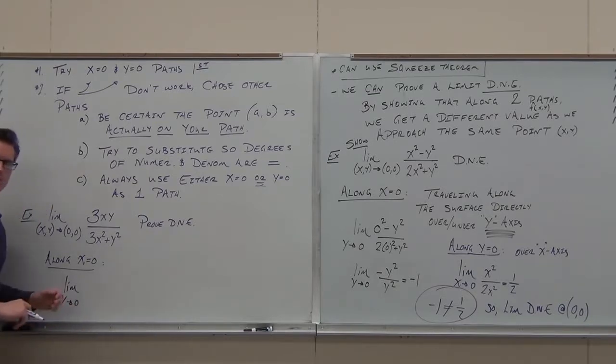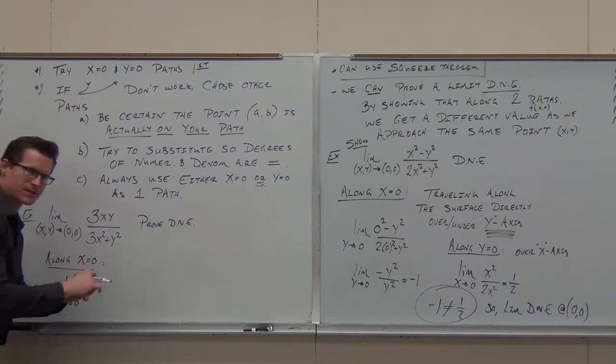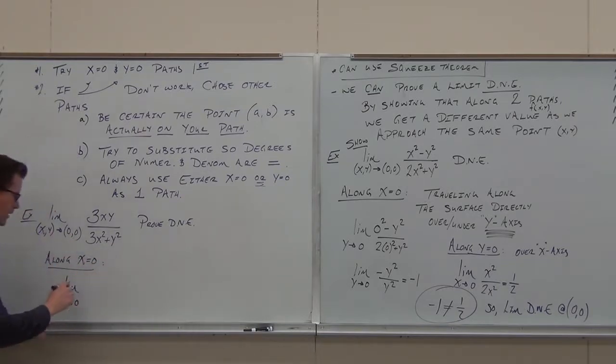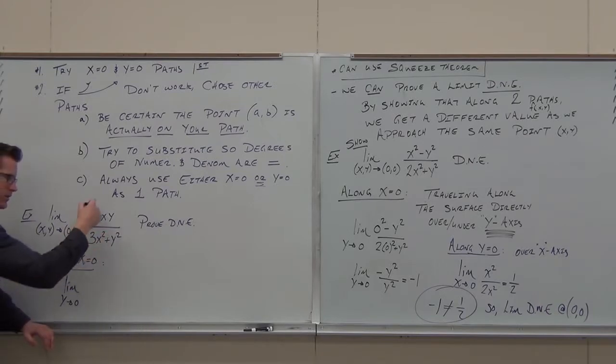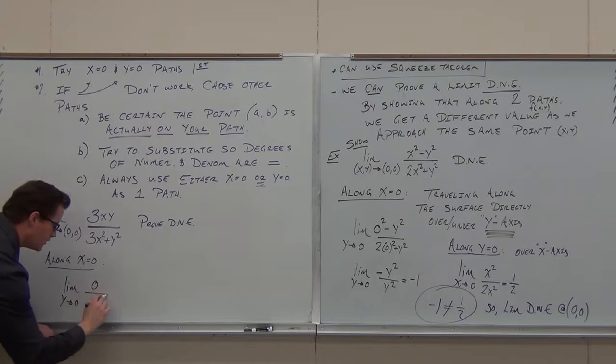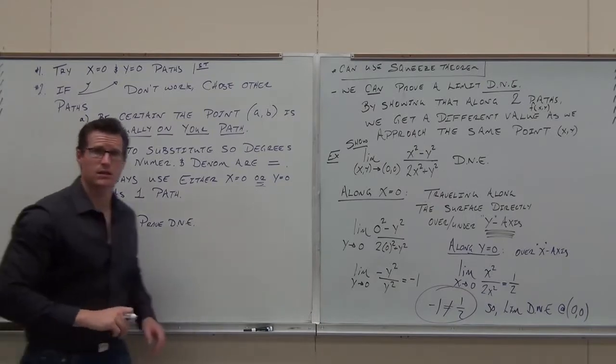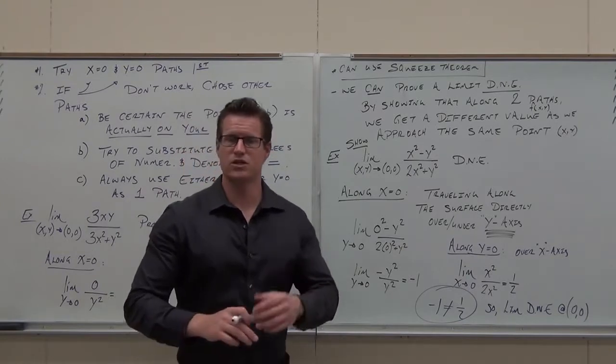Can you verify something for me? That this point 0, 0 is somewhere along the y-axis, which is x equals 0. Can you verify that for me? It's somewhere along there. You have to have that happen. If it doesn't happen, you're wasting your time. What happens when I let x go to 0? You get 0 squared over y squared. What is that? 0. There are 2 ways you can prove it.